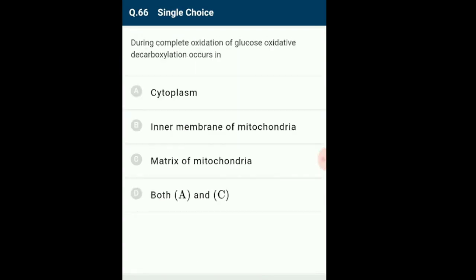Question number 66. During complete oxidation of glucose, oxidative decarboxylation occurs in. During complete oxidation of glucose, oxidative decarboxylation reactions occur: one in the link reaction, when pyruvic acid is oxidized to acetyl CoA, and the second in the Krebs cycle, when alpha keto glutaric acid is oxidized to succinyl CoA. Both these reactions occur in the matrix of mitochondria. So the answer is option C, matrix of mitochondria.